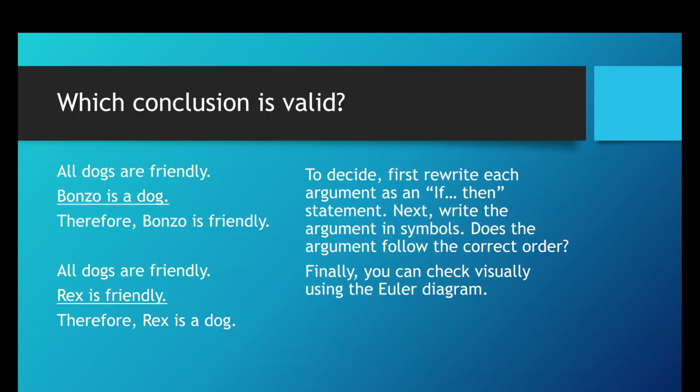So here's a couple of arguments. One of them is valid, I'm going to tell you right now, and one of them is not. I want you to try to write each one as an if-then statement, and then write the argument in symbols, and then check using the Euler diagram. Just remember, with the Euler diagram, you don't use the conclusion, right? With the Euler diagram, you make the diagram without the conclusion, and then you check to see if the conclusion fits.